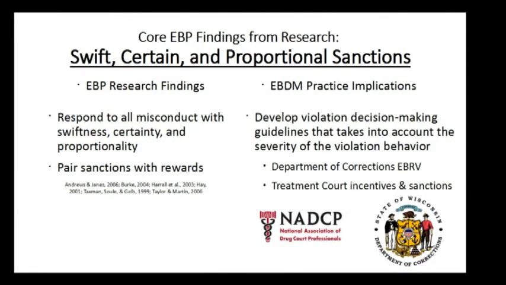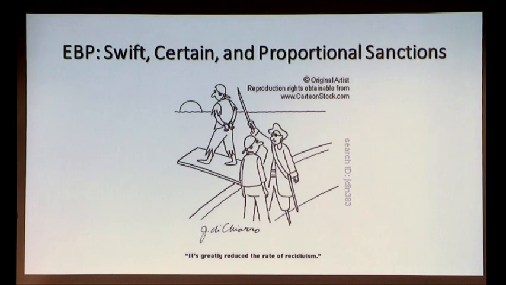Swift, certain, and proportional sanctions. This is an example where we see, Charisse will be talking a little bit about Department of Corrections evidence-based response to violations, and Janae will be talking about treatment court. Those are examples where we really try to use that swift, certain, and proportional response to sanctions. We're trying to extinguish that behavior.